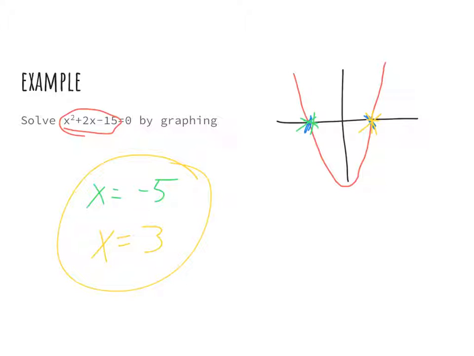Go ahead and pause the video and solve this equation by graphing, and then hit play and see how you did. The graph on the right is what you should see when you hit graph on your calculator. The left 0 should be at -5, and the right 0 should be at 3.